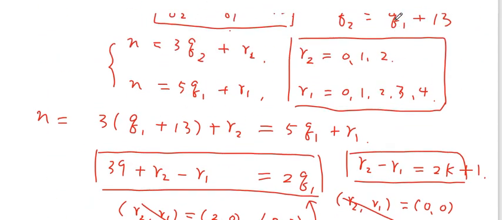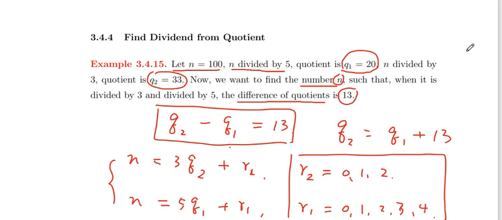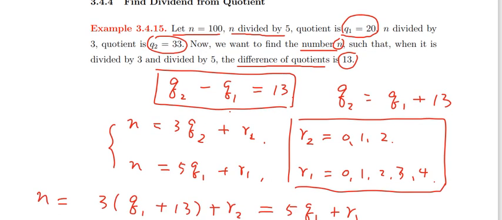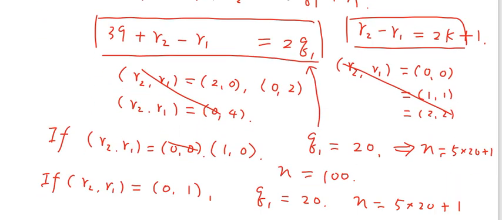So we have several such n's. Like 100 is one of them: this number divided by 5 and divided by 3, and the difference of the quotients is 13. So we have several such numbers, and sometimes we need to find all of them. So we just check one by one. Such a problem could be a little bit tough.